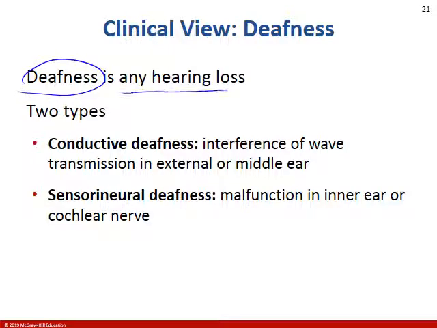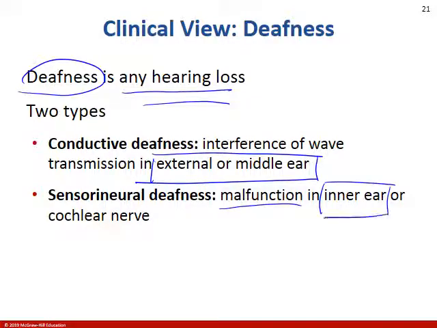Deafness is defined as any hearing loss, but there are 2 different types, whether we're talking about some transmission disruption between the external and the middle ear, or whether there's a malfunction at the inner ear itself.